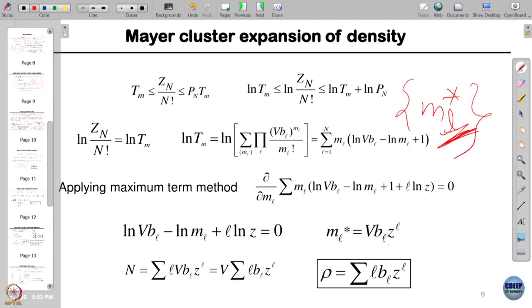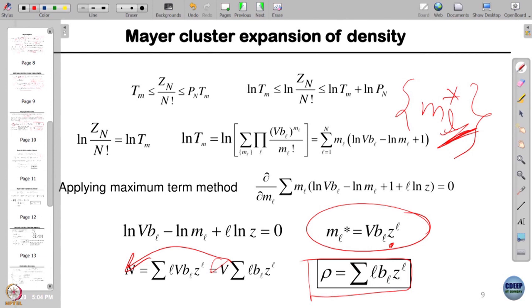here is the max, z here which tells the weight of a cluster, that is the undetermined coefficient in the Lagrangian multiplier. z is that undetermined coefficient. We show later that z is nothing but the fugacity. If it is that, then the sum of L ML star equals n, and then we get n over v, and we get the beautiful thing which is called the Mayer cluster expansion, the density is the sum over L of L BL zL.